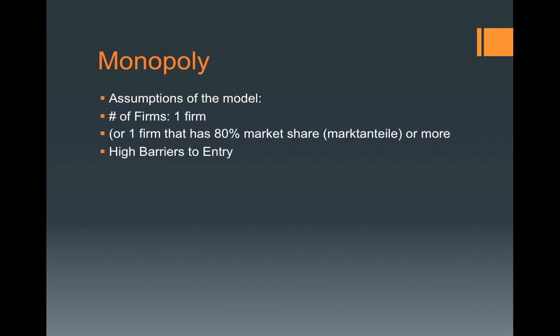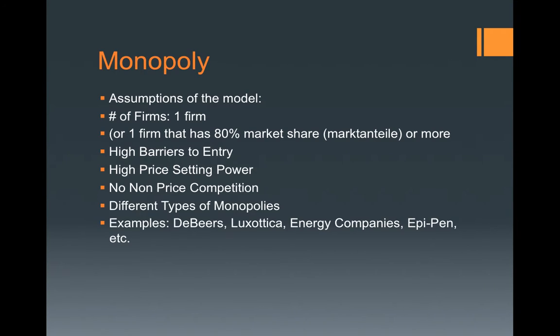So next, generally the barriers to entry are high or even impossibly high. It's very hard for other firms to enter into this market structure. The price setting power of a monopoly, as they are usually the only competitor in an industry, is very, very high. There's no non-price competition because there's nobody to compete with. You don't see monopolies generally making advertisements, because they don't need to, because they're the only one that makes the good or service that they do.